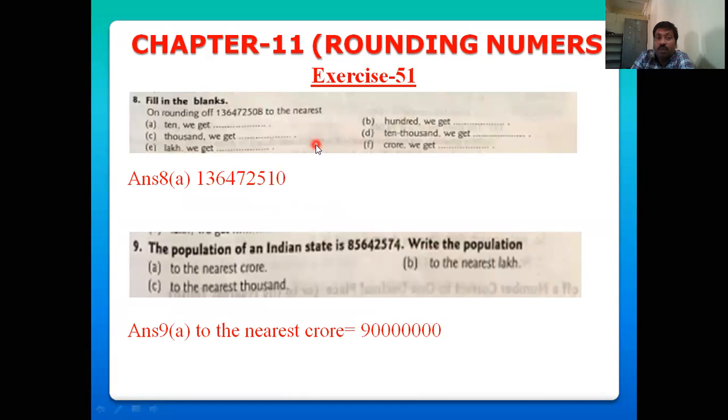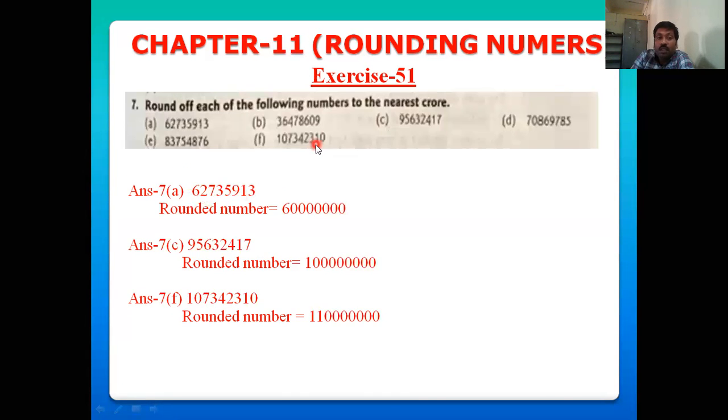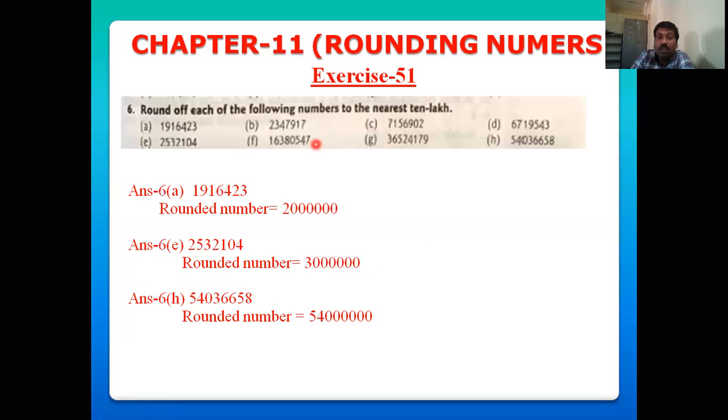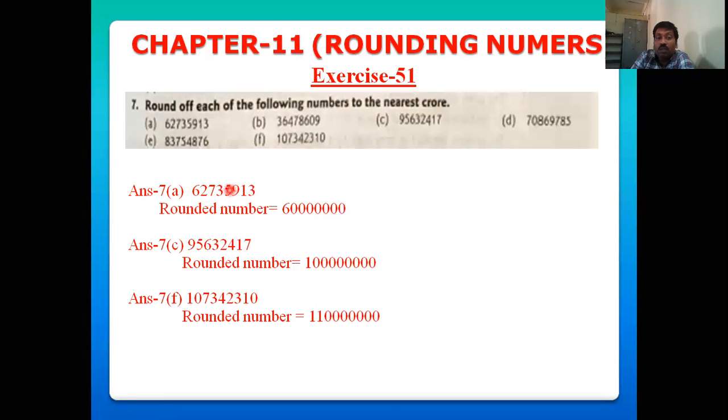Now here is the next question, number 7, which is about the crore. How can we solve this crore? Count the crore place digit in the same way: ones, tens, hundred, thousand, 10,000, lakh, 10 lakh, and the crore. Here is the 6. 6 is the 10 crore place digit. Now see the next digit after this. Here we see this is the 2. 2 is lesser than 5.